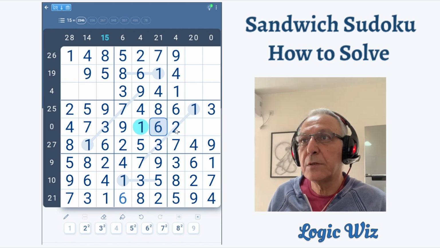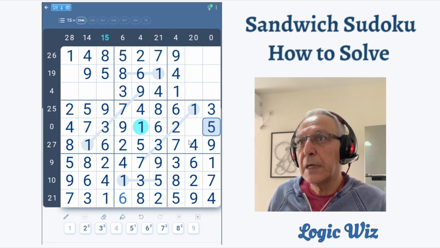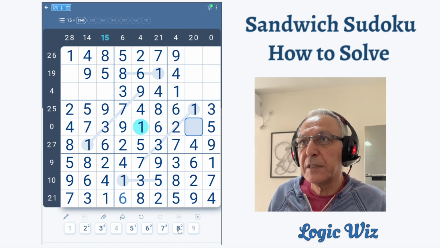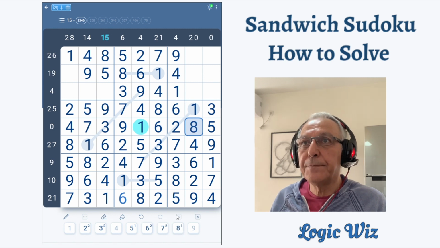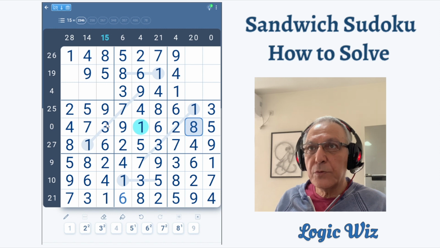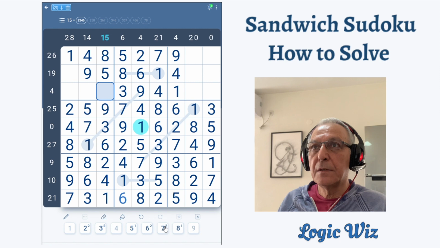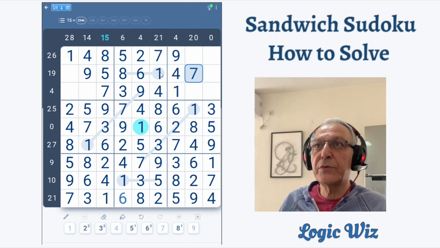6. What do we miss here? 1, 2, 3, 4, 5. 5 must be here. And 8. This one must be an 8. Which digits do we miss here? 1, 2, 3, 4, 5, 6, 7 goes here, and therefore by the Sudoku rule 7 must go here. What do we miss here? 3 and 2 and 3. 2 cannot be here, therefore this one must be a 3. This one must be 2.